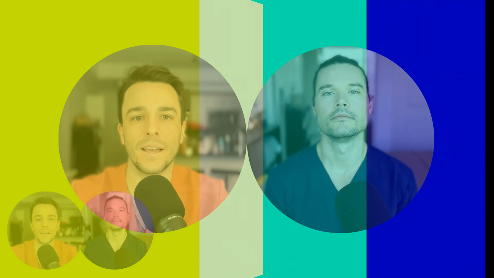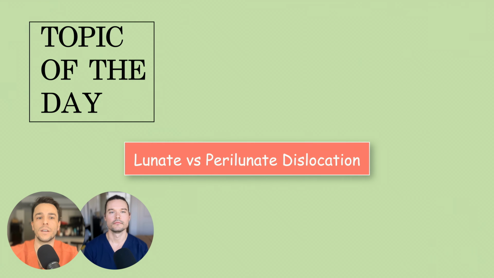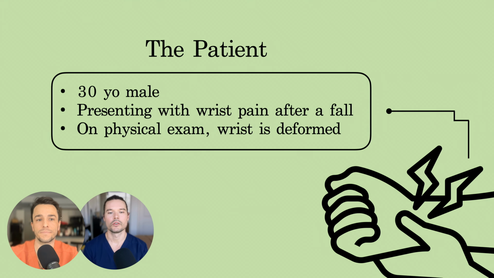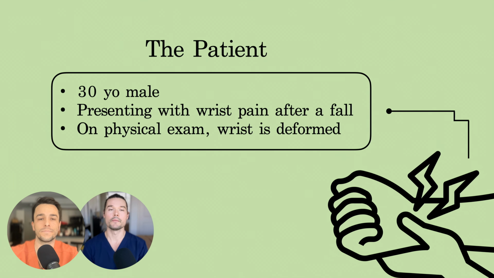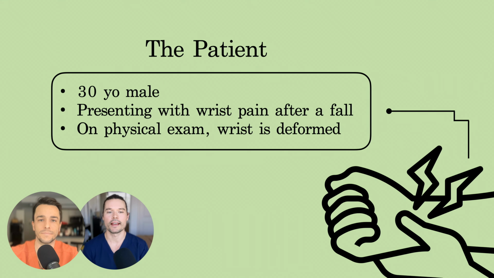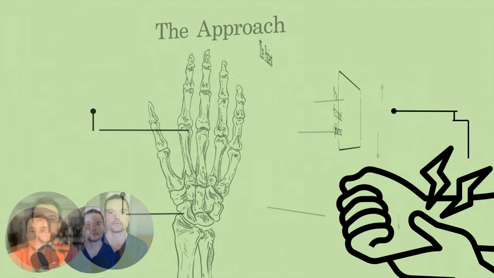And today we're going to be talking about lunate versus perilunate dislocations. So let's talk about our patient. This is a 30-year-old male. They're coming in complaining of wrist pain. They had fallen onto their outstretched arm classically. And on physical exam, you appreciate some small deformity over the wrist and maybe a little bit of tenderness over the volar aspect or the anterior aspect of the wrist.